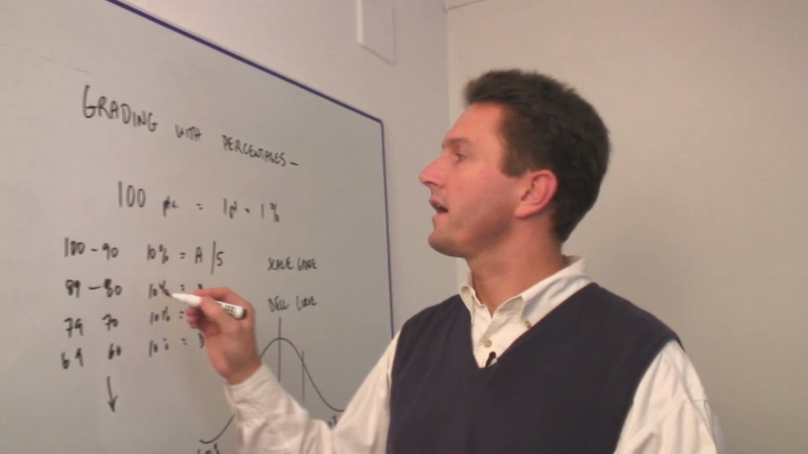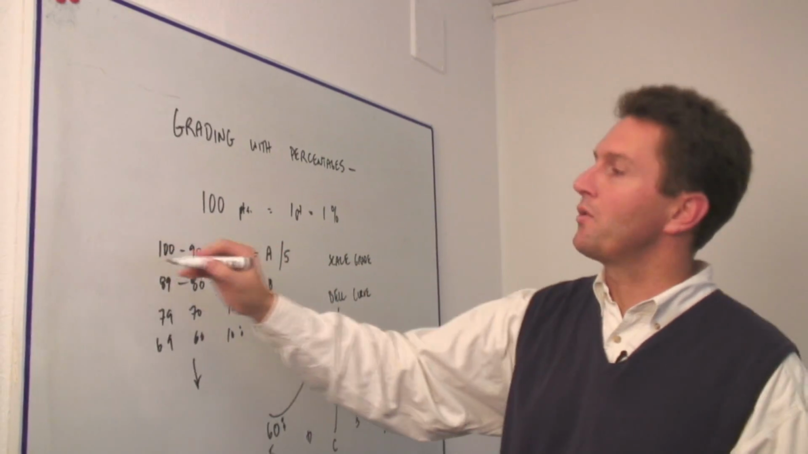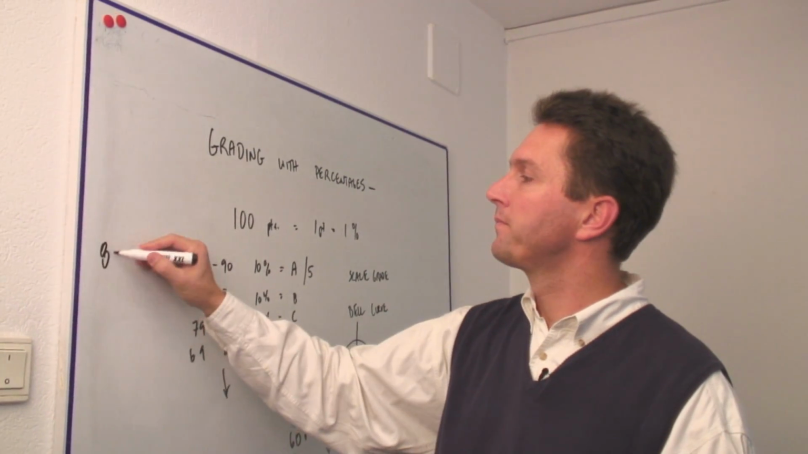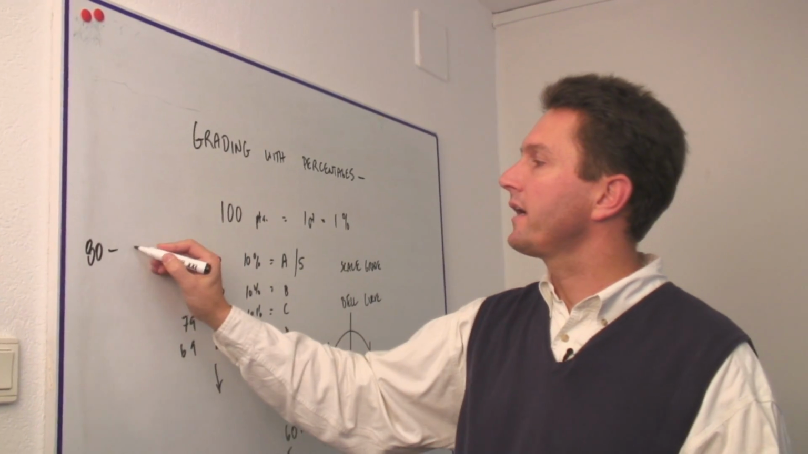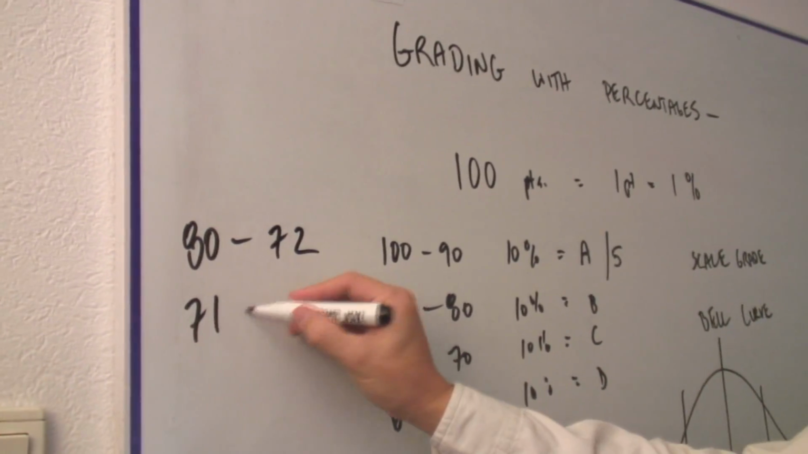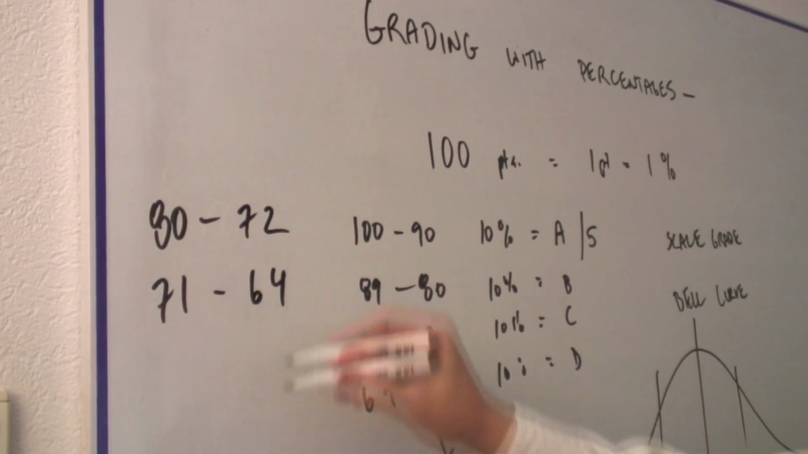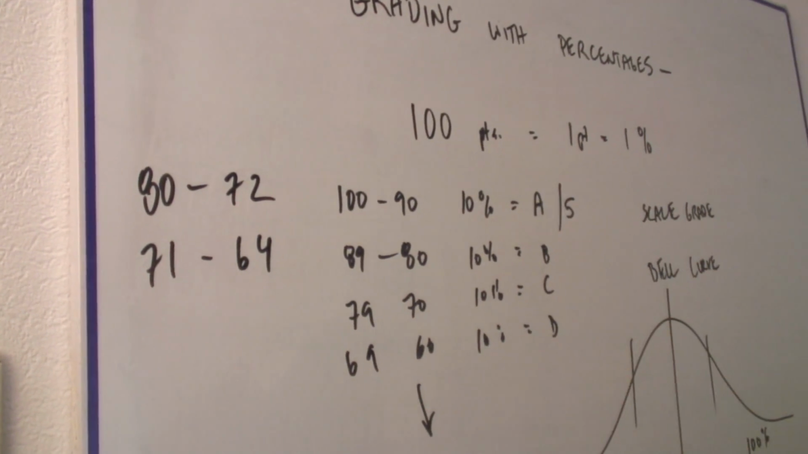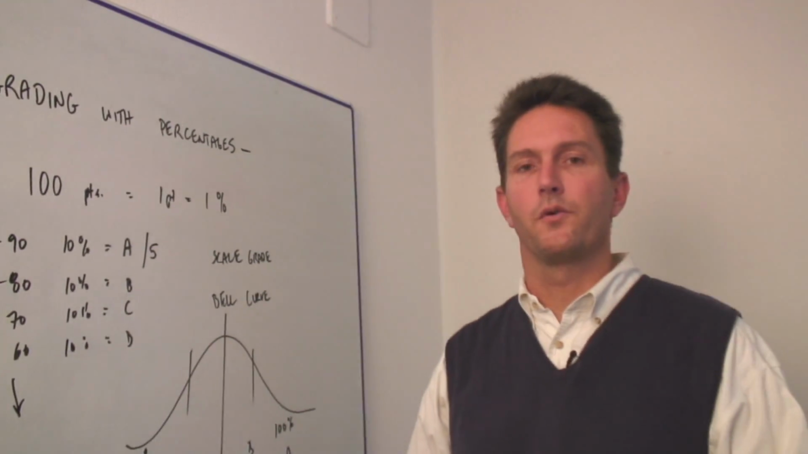And even if you don't have 100 points, say for example that you have 80 points as your maximum, then again you just take 10% of 80, and so that would be 72, and then 72 minus 8, and that would be 64. And so on, again using the same 10% scale, and you have the letter grades or the number marks.